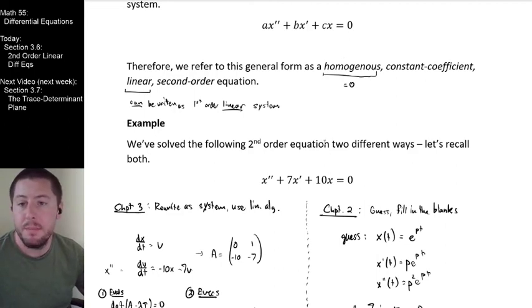So that wraps up section 3.6, our second order linear differential equations for the day. And I will see you guys next week for section 3.7, the trace determinant plane, where we're going to get a pretty epic summary and some really nice diagrams summarizing everything that we've seen for the last month and a half right here. I'll see you guys for section 3.7, the trace determinant plane, next week. Have a good one.